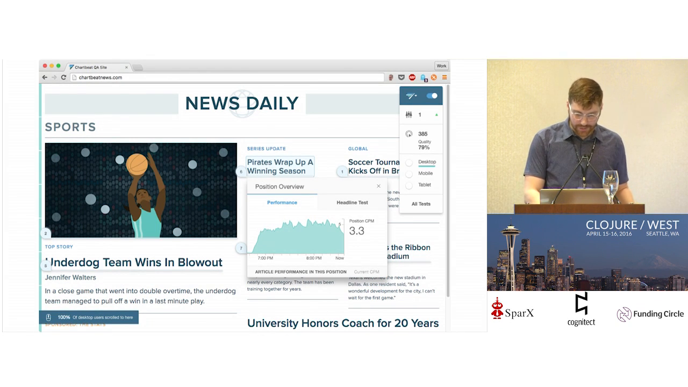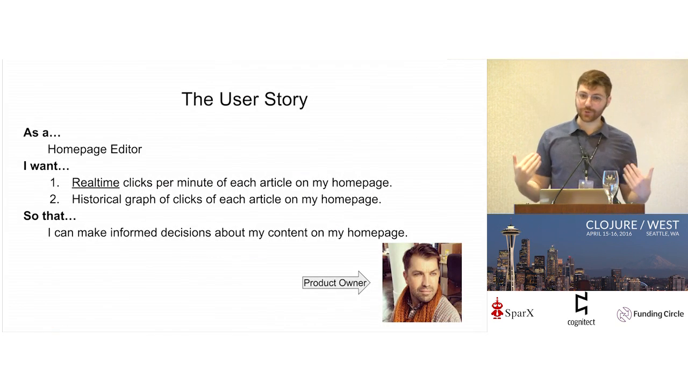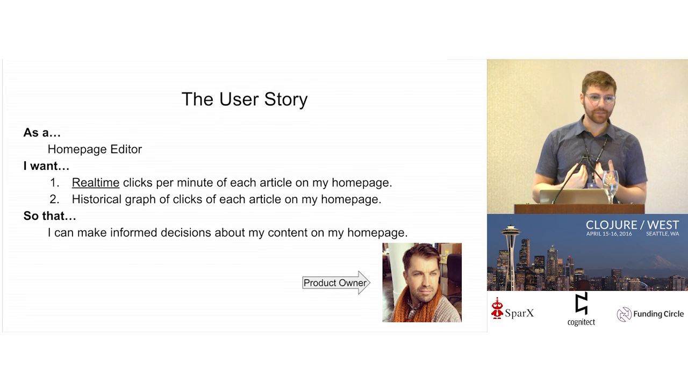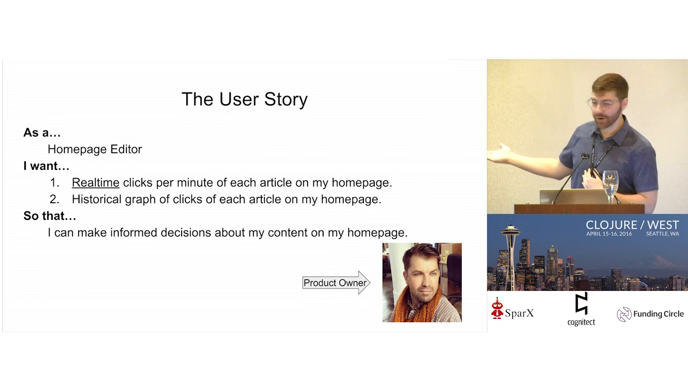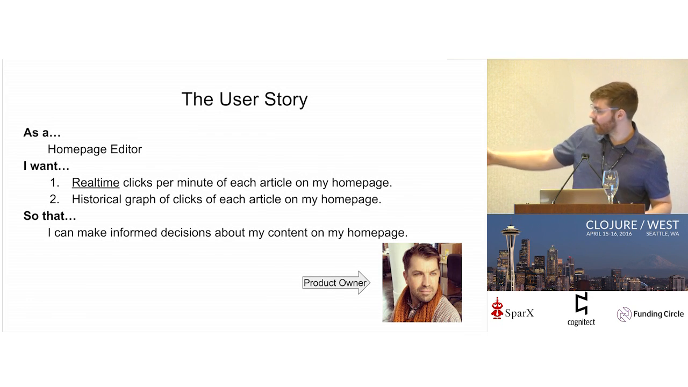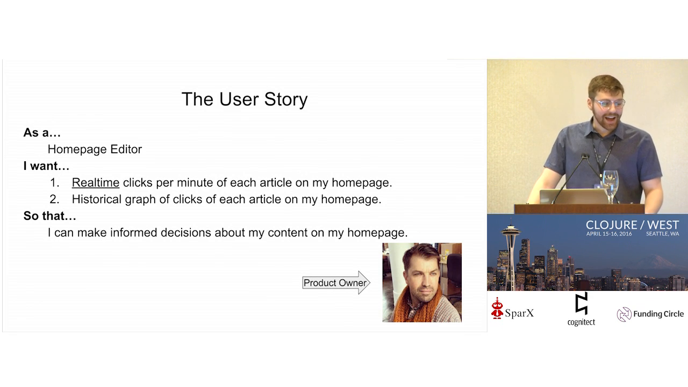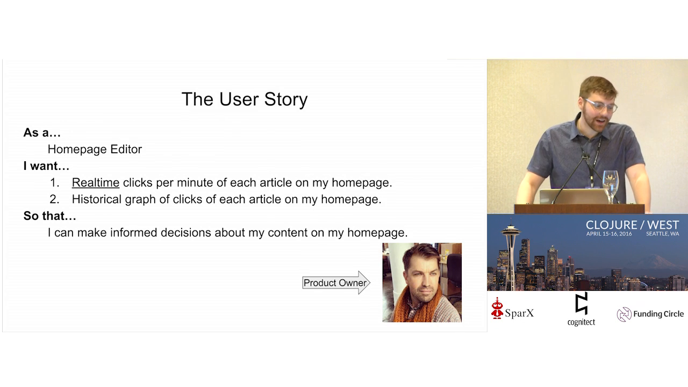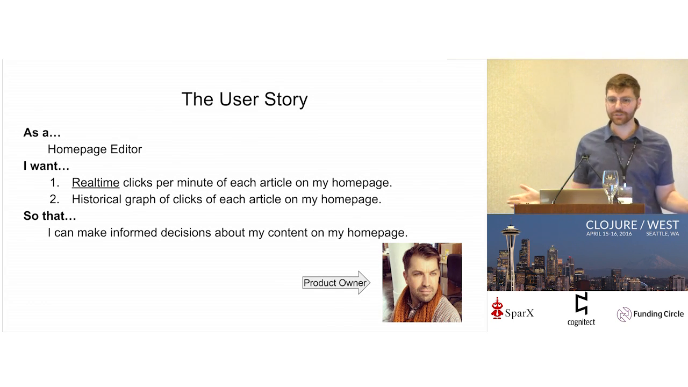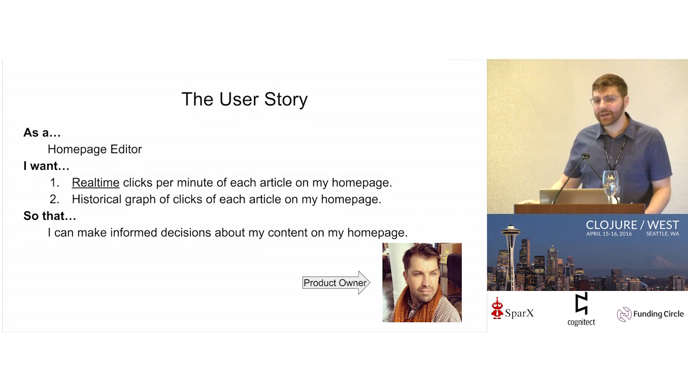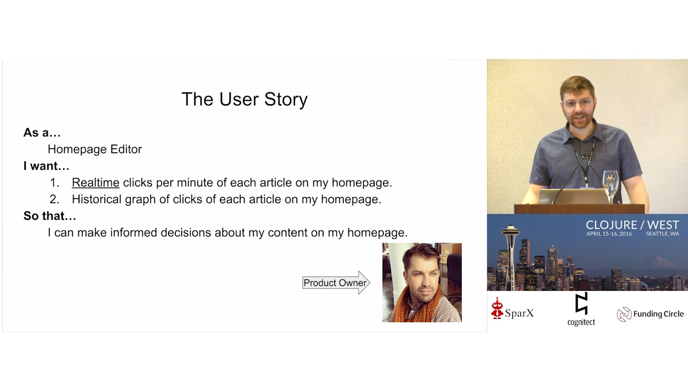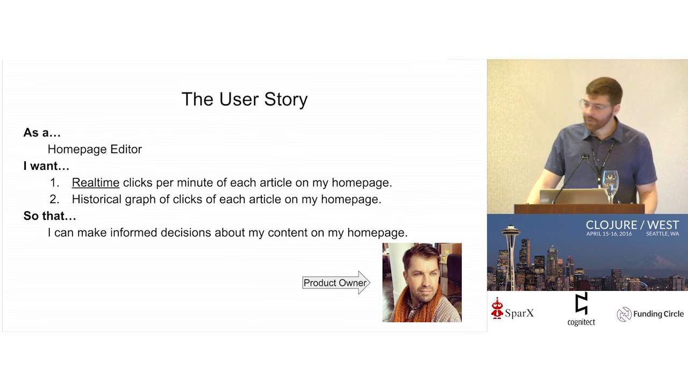So if I were to summarize this in a user story, because I have drank the Kool-Aid, I'm a big believer in Scrum, or as my product owner would write it, Adam in the bottom right-hand corner, looking dashing. As a homepage editor, I want real-time clicks per minute on each of my articles on my homepage, and I want a historical graph of each of the clicks on each article on my homepage, so I can make informed decisions about the content on my homepage. Now, the important word there is real-time.